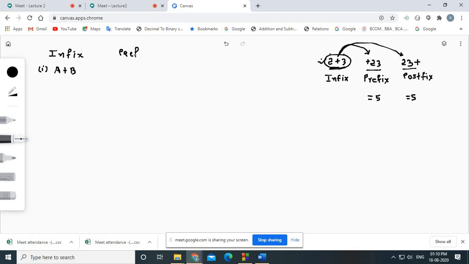Now what happened in the prefix? First we need to write the operator first, right? In the case of prefix, first we need to consider the operator. So the operator is what? Plus. So I'm just writing plus, and then whatever operands are there, you have to mention. So here plus ab will be the prefix.